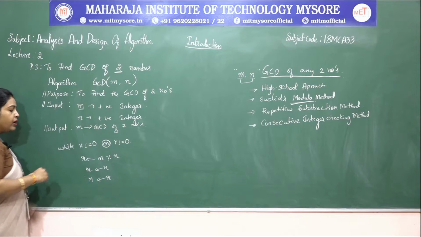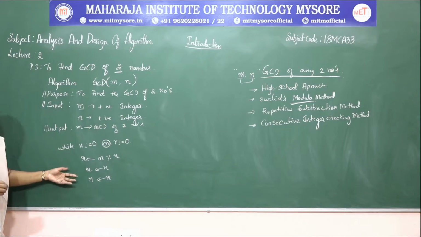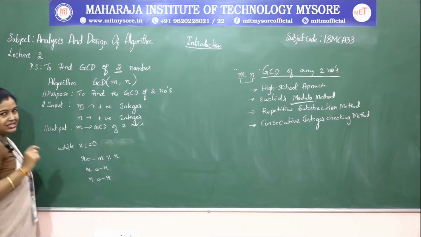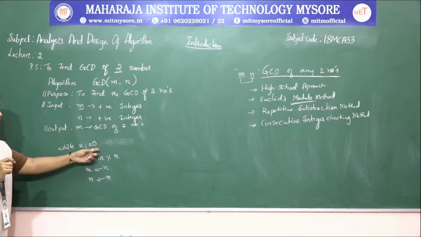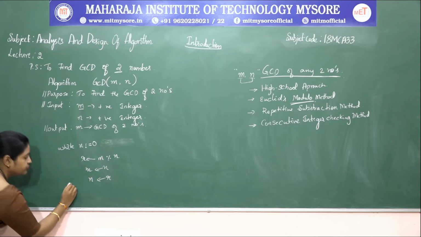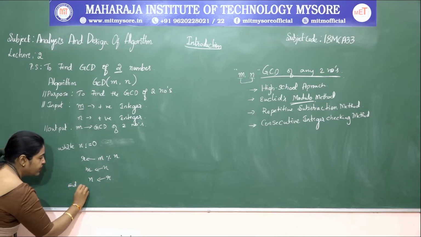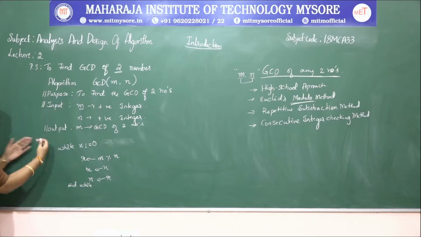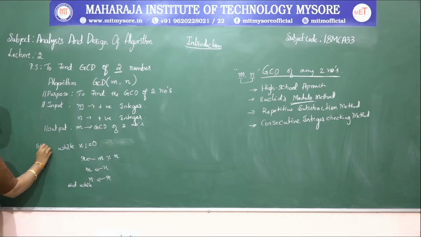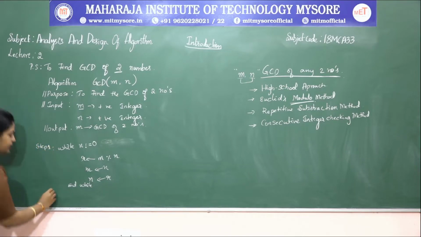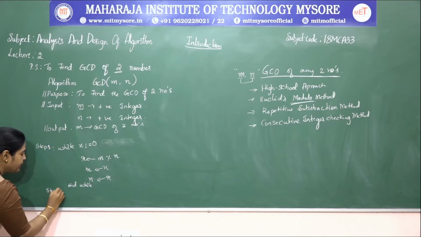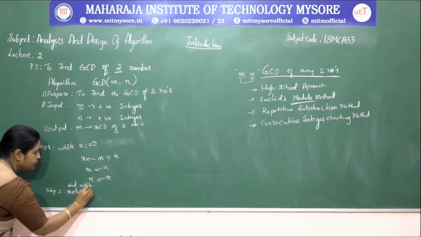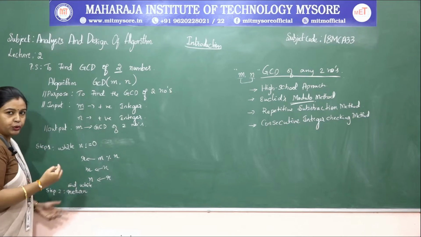So these steps have to be repeated as long as n is not equal to 0. Once n becomes 0, it comes out of the loop, that is, we end the statement with end while. Then in step 2, we are going to return the value that holds the GCD of two numbers.